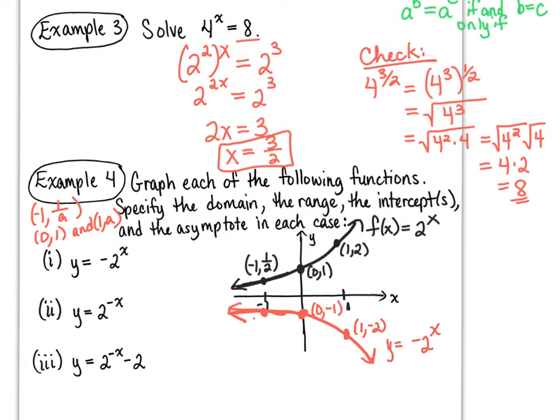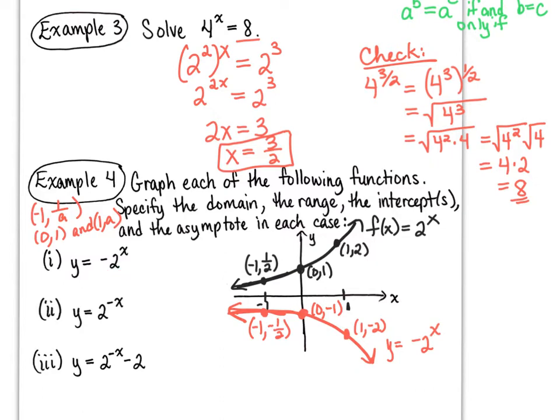-1/2. That's your y. So your point would be -1, -1/2. Good. So notice that the only thing that happened is your y values became negative. That's reflecting your graph across the x-axis.